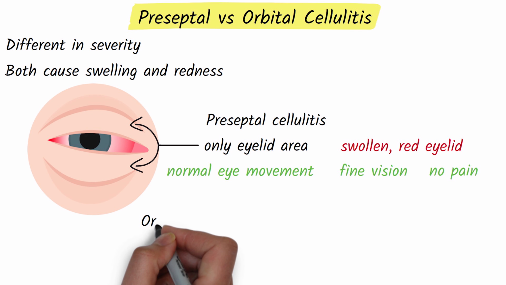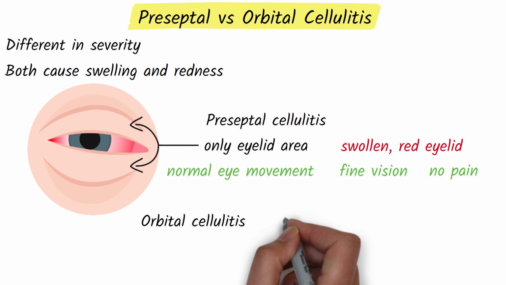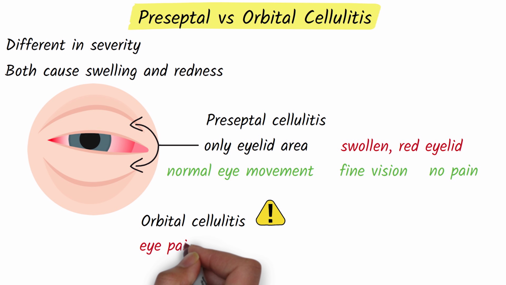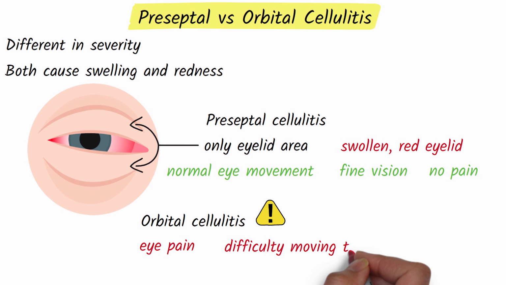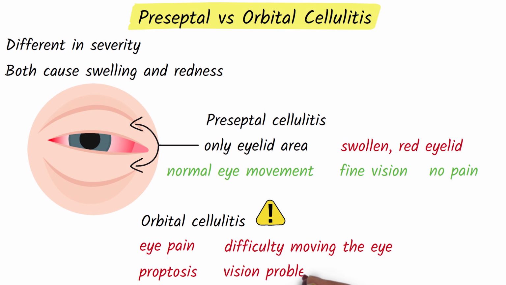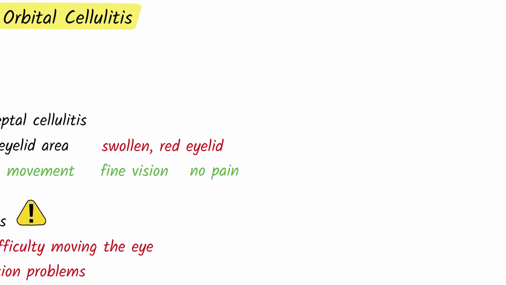Orbital cellulitis is a medical emergency. The key signs are pain when moving the eye, difficulty moving the eye in different directions, a condition called proptosis where the eyeball bulges forward, and potential vision problems. These symptoms tell doctors that the infection has gone deeper and requires immediate hospital treatment.